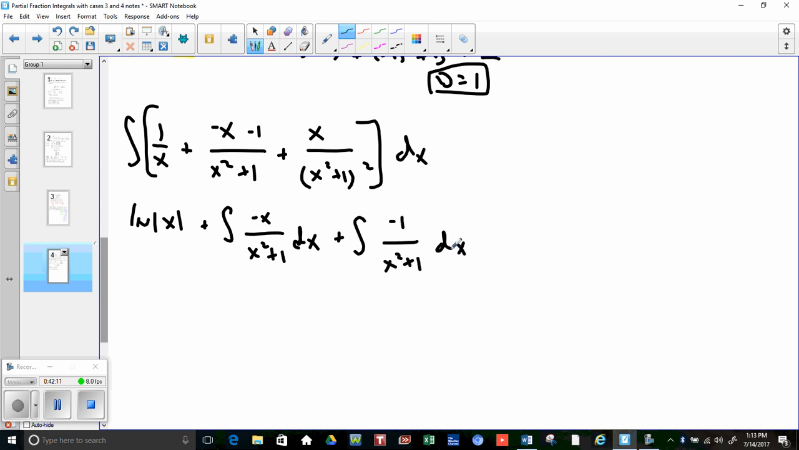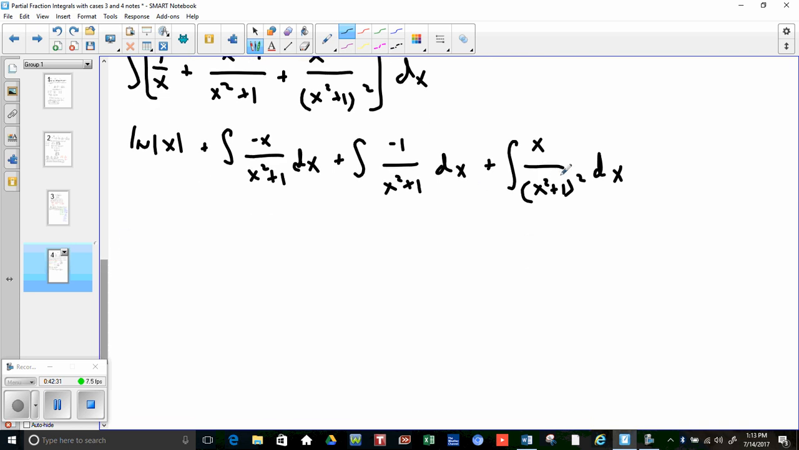That's actually not so bad. Don't have to do any u substitution here. It's already in the right form. And then this one we'll have to do a u substitution. And I believe that the u substitution here and here is exactly the same. So we really only have to do it once. That will cover both of them. Really nice there.